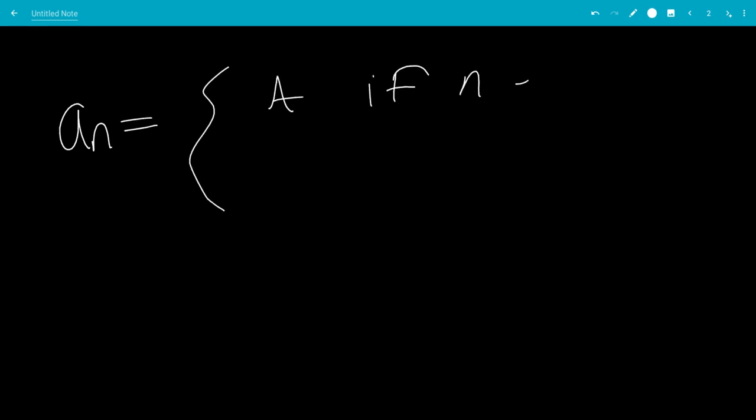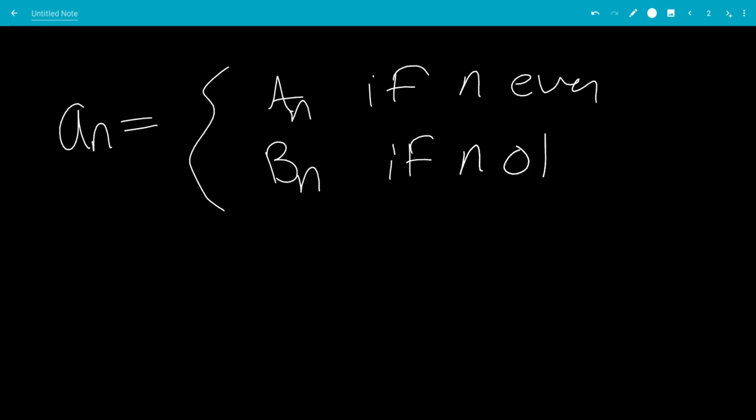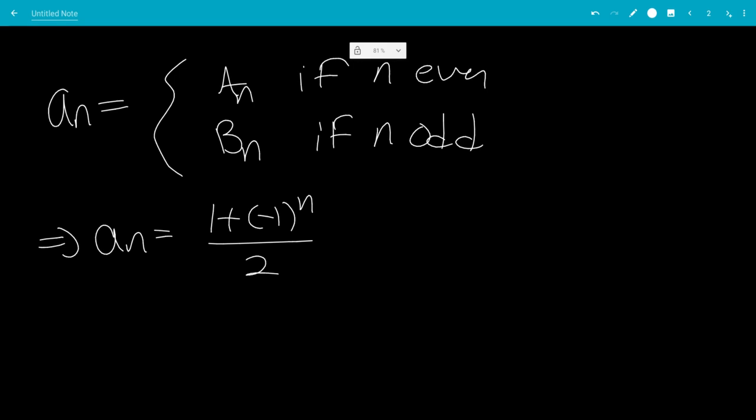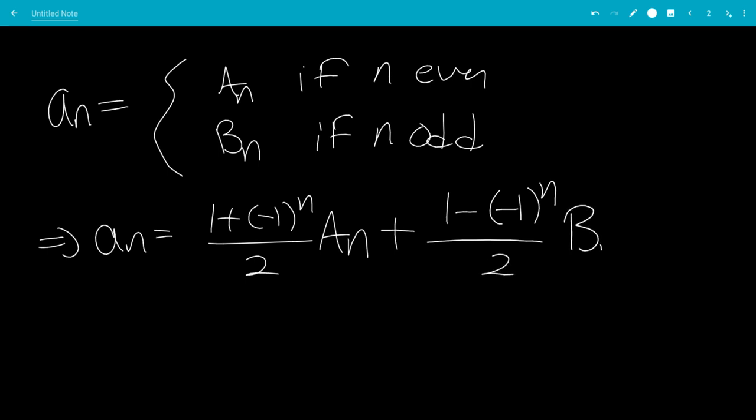So an even sum. Let's say a sub n is A(n) if n is even, and B(n) if n is odd. So this also means that a sub n is (1 plus negative 1 to the n) over 2 times A(n), plus (1 minus negative 1 to the n) over 2 times B(n).